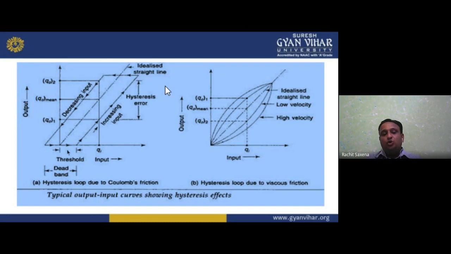Here I am showing you the hysteresis slope due to Coulomb friction, and secondly the hysteresis slope due to viscous friction. The straight line is the idealized straight line. At low velocity we have this curve, at high velocity we have this curve, but we have increasing and then decreasing after the saturation. I hope you understand. I think you have understood this hysteresis.